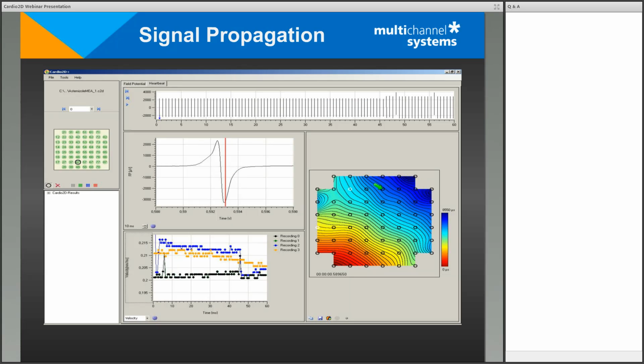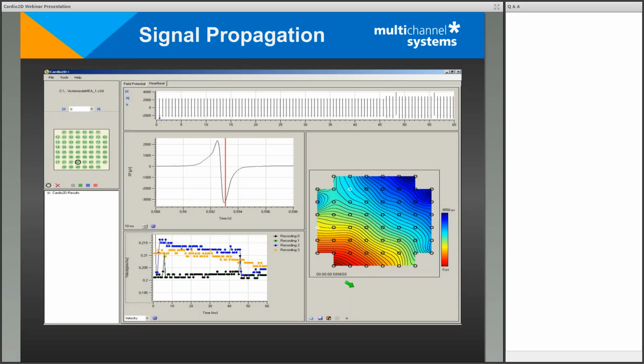If you browse over this area, you can select an electrode and you see the timestamp and the marker here. So here at the minimum, we are detecting the signal. And down here, we calculate the propagation into conduction velocity in meter per second here. So you see we have here a propagation of 20 to 21 centimeters per second.